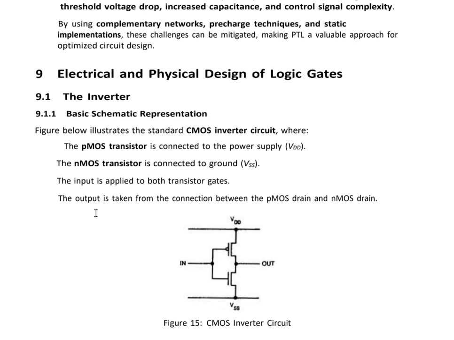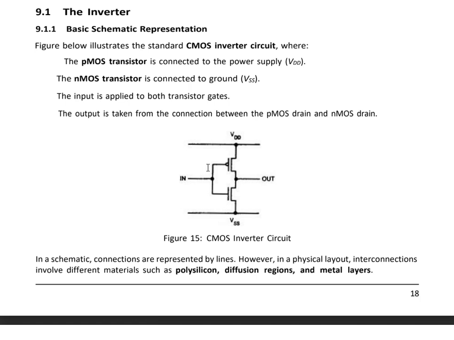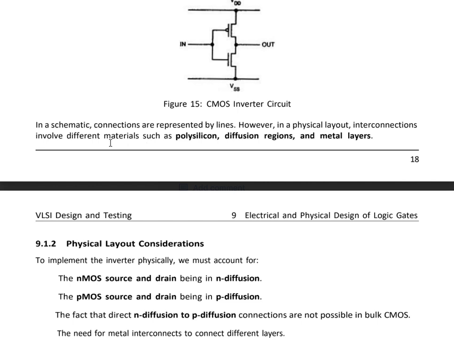And next we'll discuss the electrical and physical design of logic gates. First one is the inverter. So first you have to draw the schematic of the inverter, that is, the PMOS transistor is connected to power supply VDD and the NMOS transistor is connected to the ground VSS. When input is applied to both the transistors, output is taken at a point that is common between the PMOS drain and NMOS drain. In the schematic, connections are represented by lines.